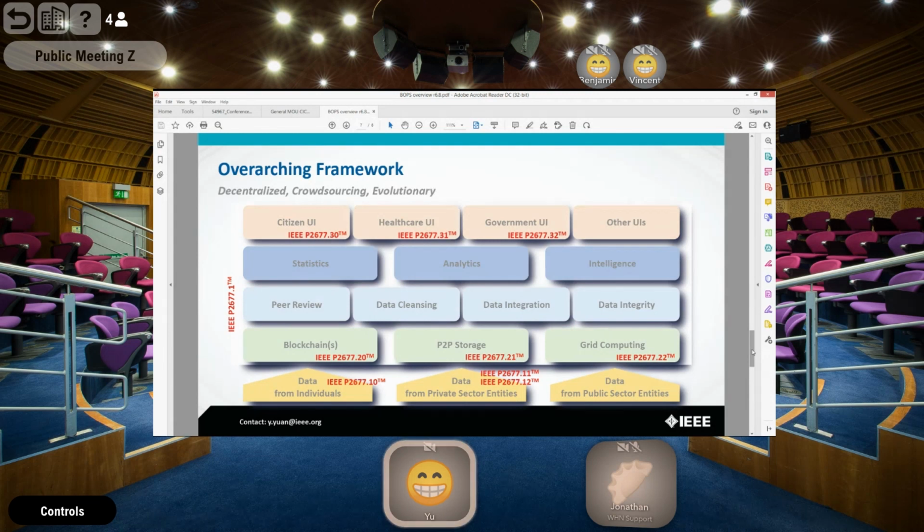So the next layer that we have standard efforts in is the UI layer, the user interface layer. We have the 2677.30, which specifies what kind of user interface we will need for citizens, and we have the 2677.31, which specifies what kind of user interface we will need for healthcare, and also we have the 2677.32, which specifies what kind of interface we will use for government. So overall, we are working on the implementation of such a decentralized crowdsourcing and evolutionary way.